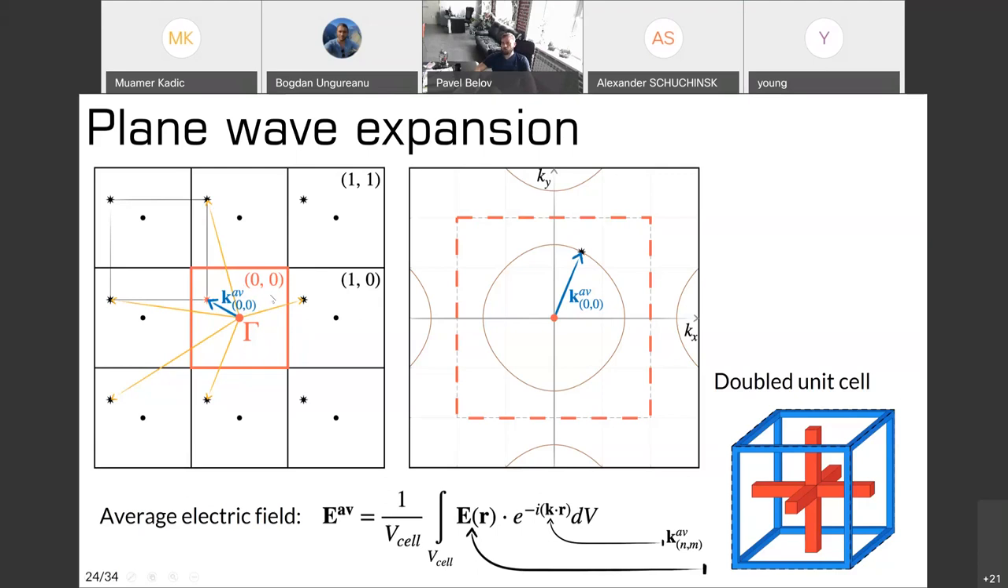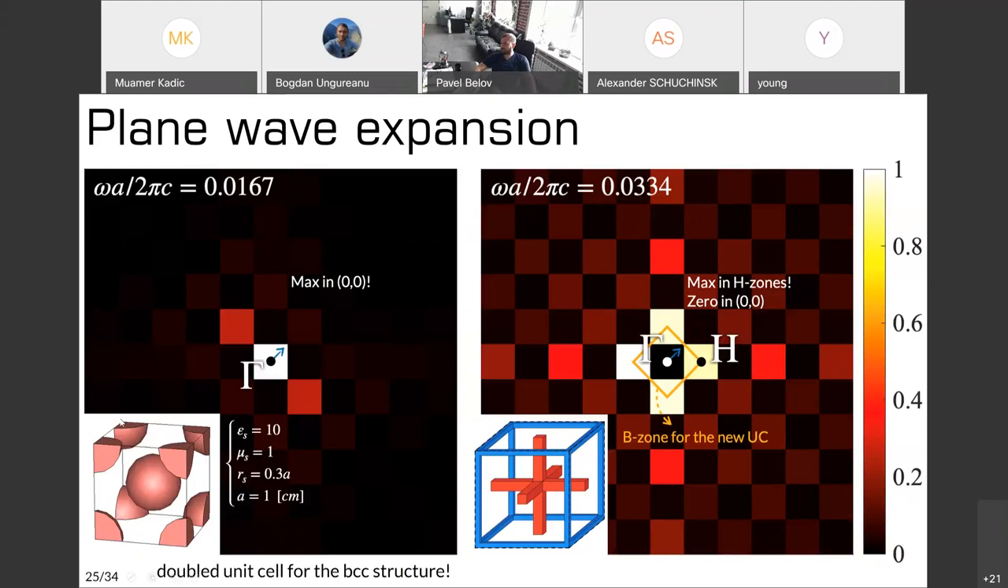We tested a simple metamaterial, which is not a wire medium: a BCC lattice of dielectric spheres with epsilon 10. This is an artificial dielectric at low frequencies. And as expected, inside the first Brillouin zone around the gamma point, we got a maximum of intensity of this polarization of the periodical mode, and quite small numbers in all other Brillouin zones.